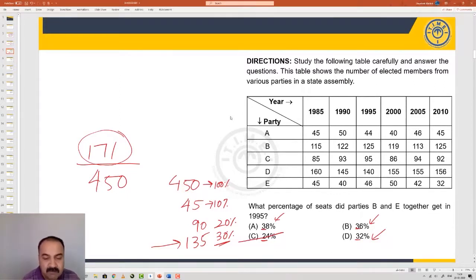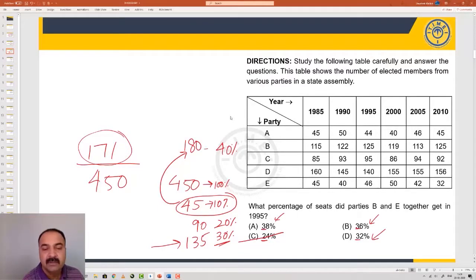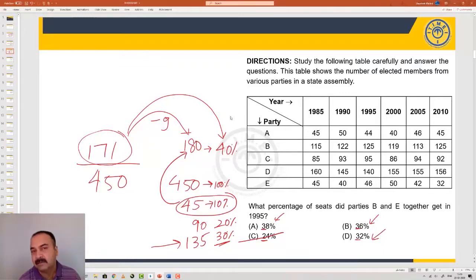What happens when the 10% goes 4 times and therefore 40%? So 10% going 4 times makes it 40. Fours are 160, 5 fours are 20, 160 plus 20 is 180. So if the numerator was 180, then that percentage would have been called 40%. But it is 9 less. To go to 171, you are 9 less.